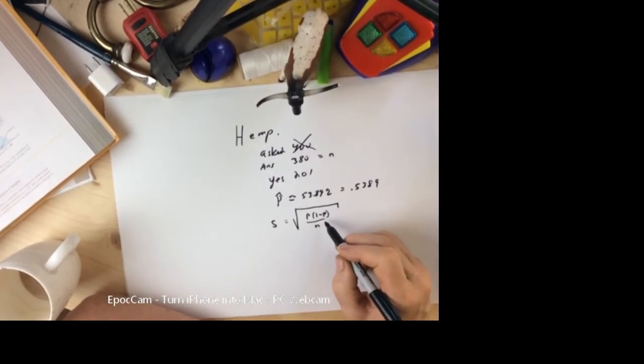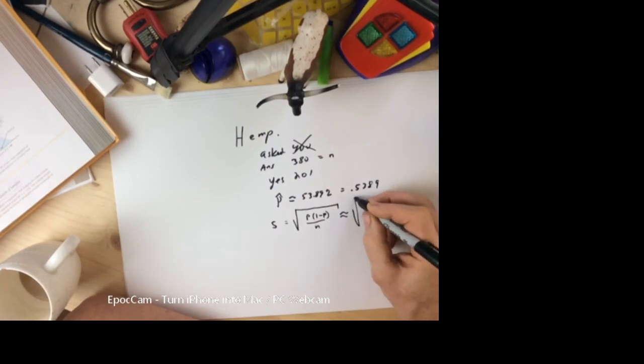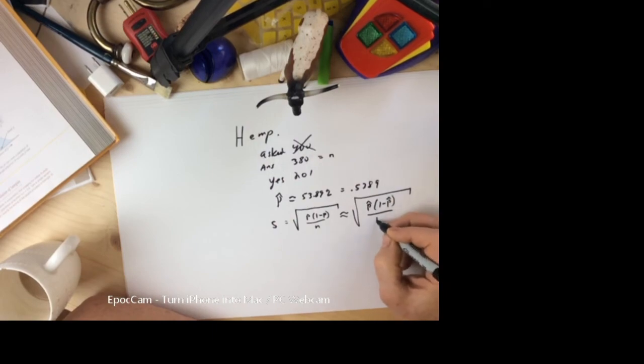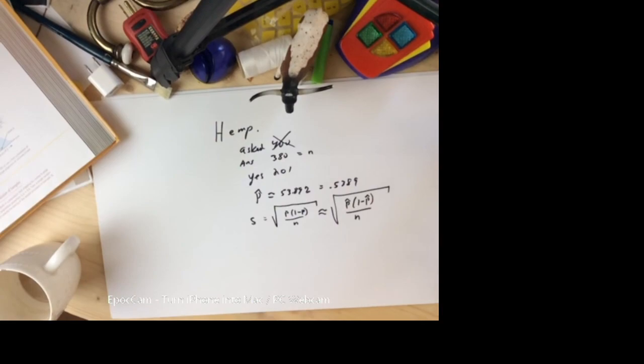But we don't have P. We have a guess at it. Well, this is approximately, we're going to use that guess. We will use P hat times 1 minus P hat over N. This will be the standard deviation of our calculation.